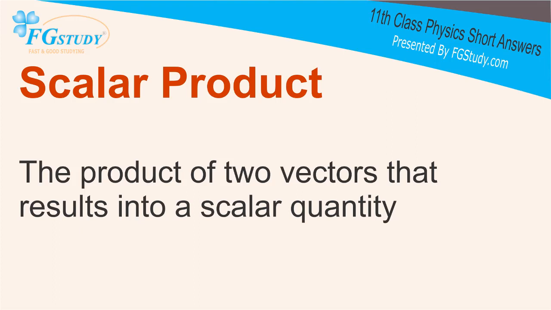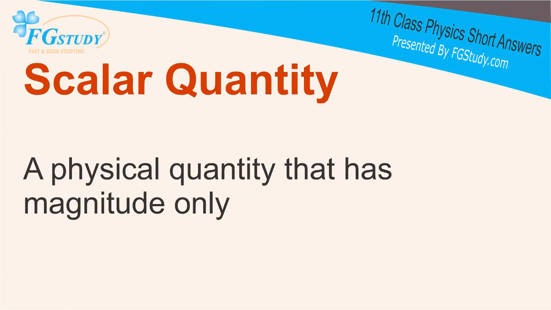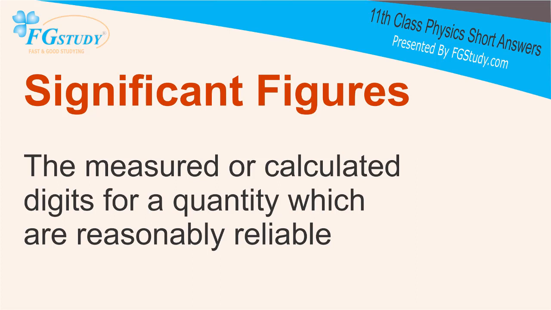Scalar product, the product of two vectors that results into a scalar quantity. Scalar quantity, a physical quantity that has magnitude only. Significant figures, the measured or calculated digits for a quantity which are reasonably reliable.